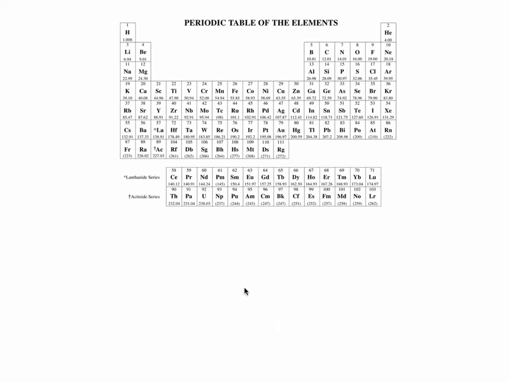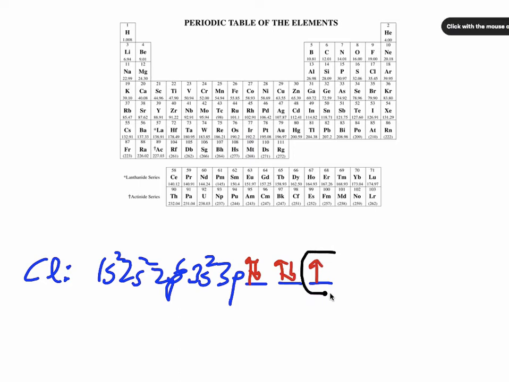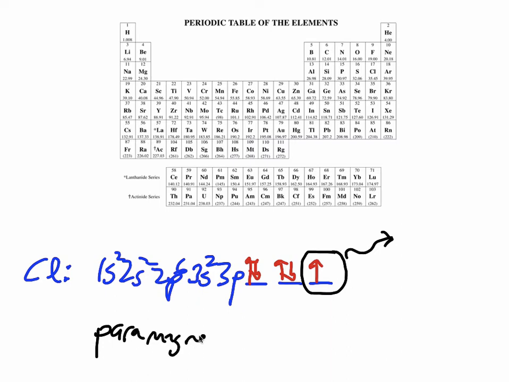So let's look at an example. Let's say chlorine. Chlorine is 1s2, 2s2, 2p6, 3s2, 3p5, and we're going to draw those this way: 1, 2, 3, 4, 5. So it does have this lone electron, so it would be pulled towards a magnetic field slightly, so we'd call that paramagnetic.